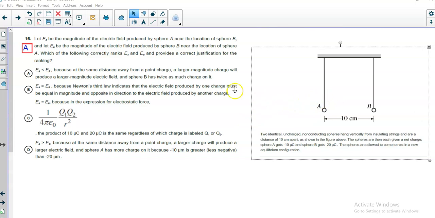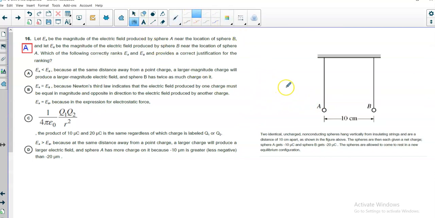Just to label this correctly, EA is the electric field at this location. Now remember, that does not require B to be there at all. We're just talking about the electric field at this location where B is. And EB is the electric field by B at this location. But once again, when we're considering the electric fields, we're going to ignore the charge that is at that location, because the field is created by the other charge. Now, the charge on A is 10 microcoulombs, and the charge on B is 20 microcoulombs.